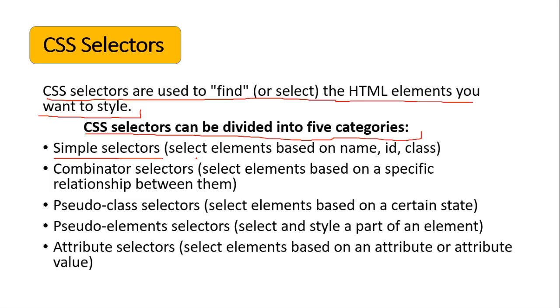Simple selectors select elements based on name, ID, and class. Combinator selectors select elements based on a specific relationship between them. Pseudo-class selectors select elements based on a certain state. Pseudo-element selectors select and style a part of an element. The last one is attribute selectors, which select elements based on an attribute or attribute values.